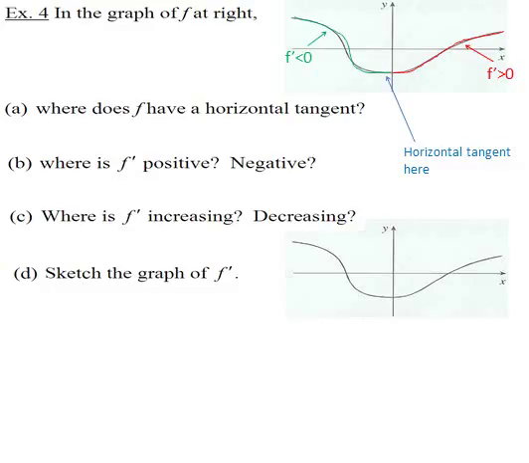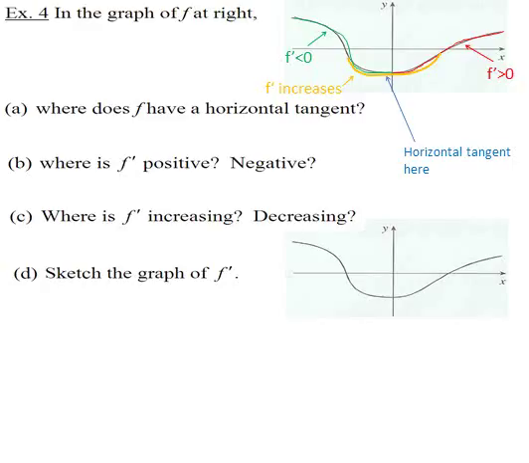In part C, where is f prime increasing? Or in other words, where is the slope of f increasing? This happens in the section of the graph highlighted in orange. Following this section from left to right, at first the slope is steep and negative. Then it increases to become shallower and thus less negative until the slope is 0. Continuing to the right along the orange, the slopes are shallow and positive, and then become steeper and more positive.